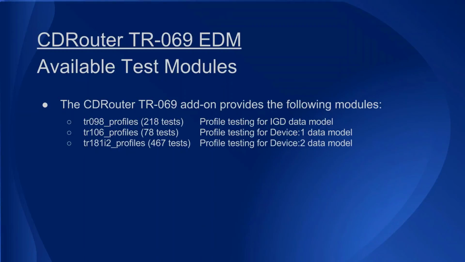So the add-on, the profile testing that I mentioned previously, verifies the root data models that are available with any TR69 device. There are 3 different versions of the root data model. Initially, TR98 defined the Internet Gateway Device root data model. TR106 defined a device data model for non-gateway devices. That is an alternative root data model, so that a device would either support one or the other. The current version of the root data model, defined by TR181 issue 2, is the Device version 2 data model that should be supported by all devices.